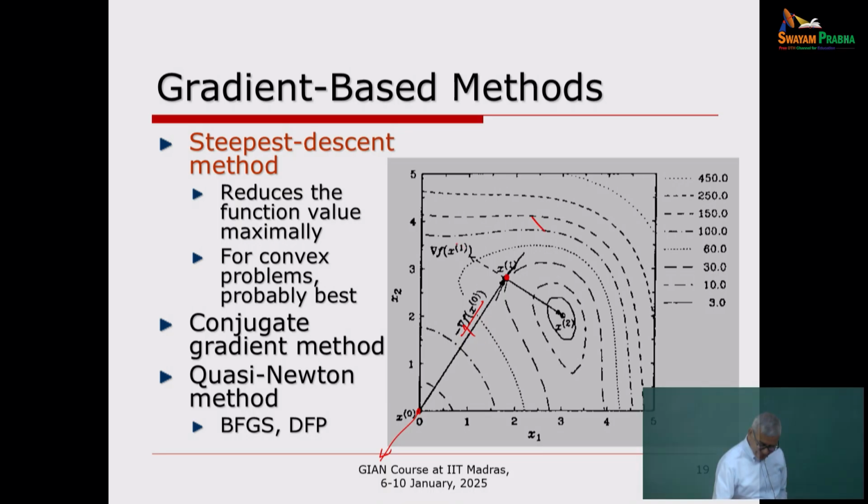Then you find the gradient again and go in the negative of the gradient and repeat, and within a few iterations you can come close to the minimum. But this requires the gradient of the objective function.